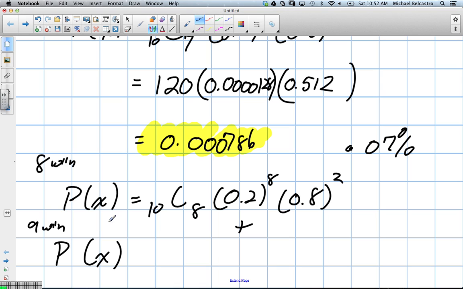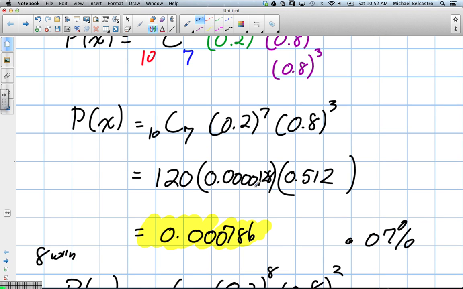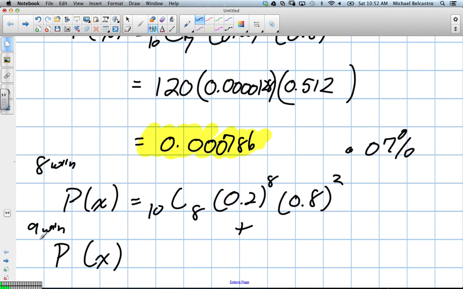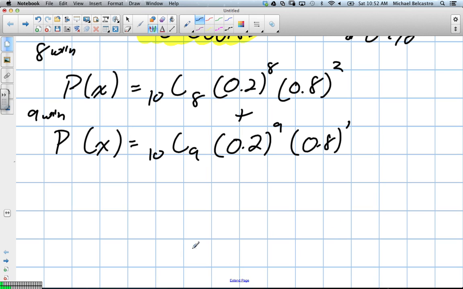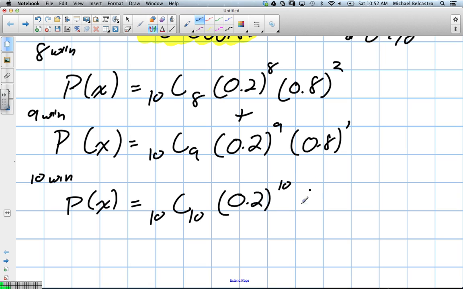That's why these decimals are so small. If you only have a 20% chance, to win 7 times is huge. You should really only be winning maybe 2 out of the 10 times. So to win 7 is a very small decimal. To win 8 will be even smaller. To win 9, same idea. We have 10 trials, 9 successes. Our probability of winning is 0.2 to the 9th times 0.8 to the 1st. And finally, the idea of 10 wins. So winning every single time, what's our probability? It'll be extremely rare. It'll be 10C10, 0.2 to the power of 10, and 0.8 to the 0. So we have to add all of these probabilities together.